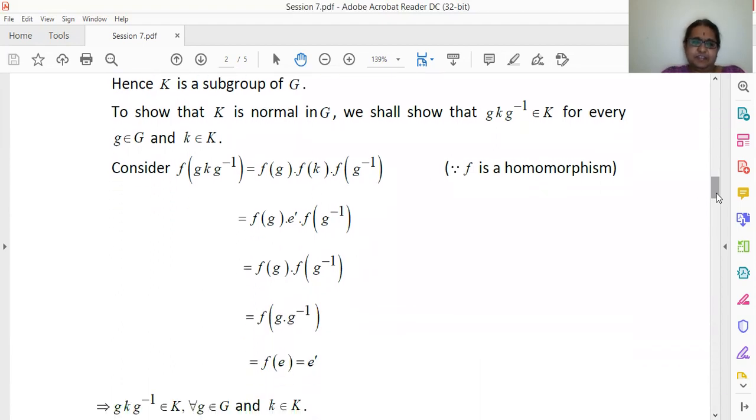Again, f is a homomorphism, so we can replace f of g dot f of g inverse as f of g dot g inverse. g is an element of group G, so its inverse g inverse exists, and g dot g inverse is equal to e. Therefore, f of g dot g inverse is equal to f of e, that is equal to e dash. So this implies g k g inverse belongs to K, for all g belongs to G, k belongs to K.